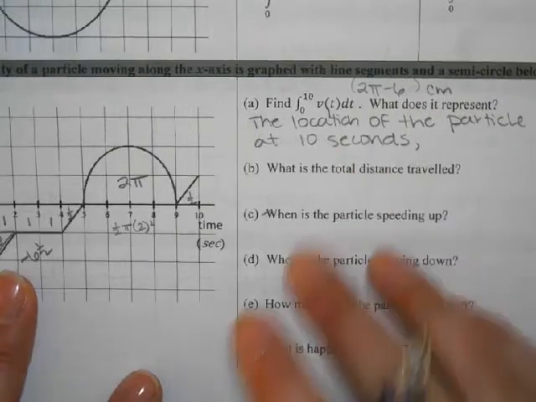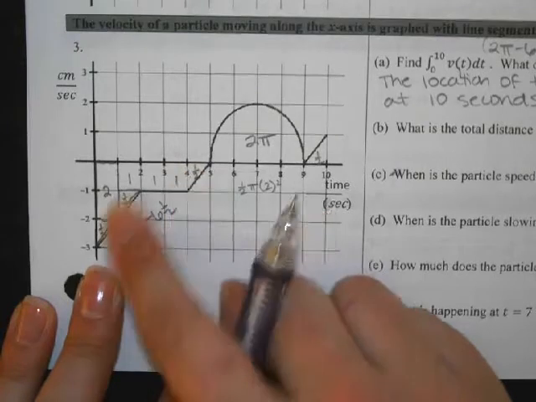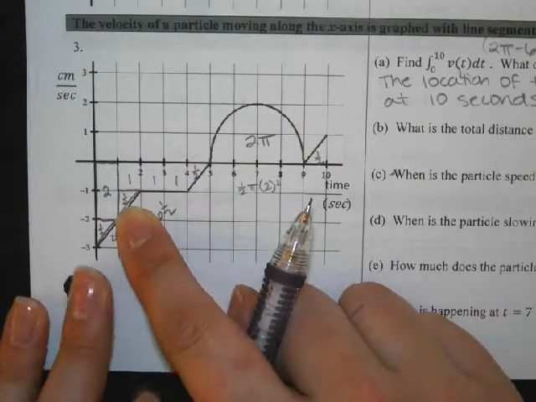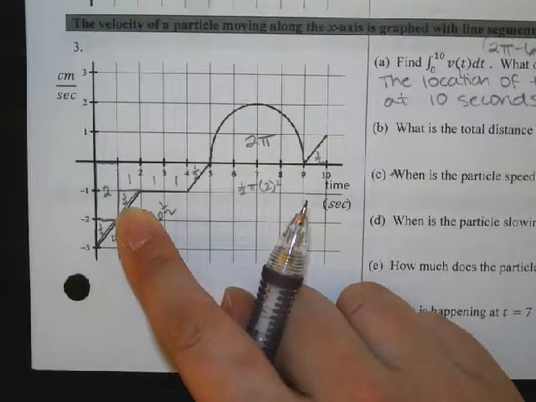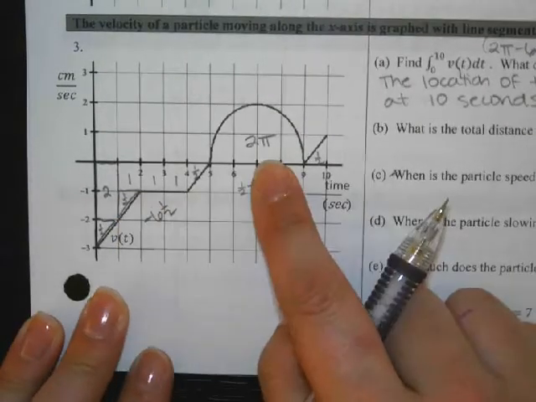Okay? The reason it's displacement is because the particle travels left first. This is going left because it's negative. Remember, a negative velocity means it's going left if it's traveling horizontally. If it's traveling vertically, it means it's going down. So it traveled to the left first, then it traveled to the right.